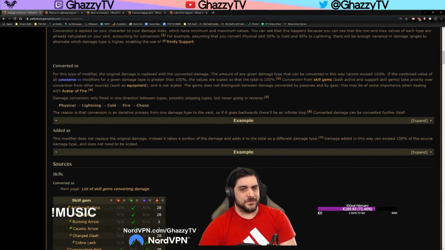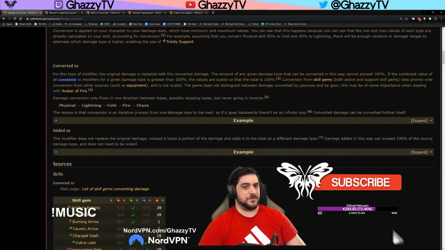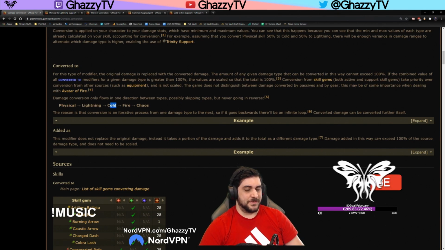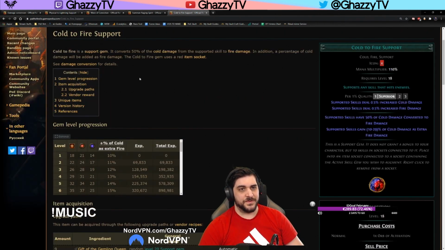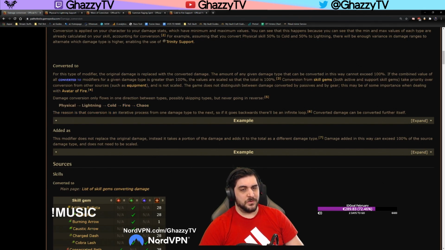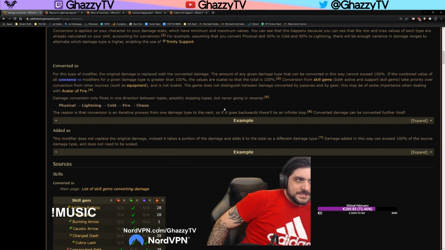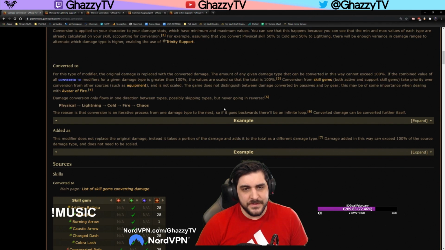So if you then have cold damage and convert that to fire, but you originally only have physical damage, and you then, with different mechanics, convert all your physical damage into cold damage, you can then use Cold to Fire to have 50% of that cold damage also become fire. So there's a few things that are really tricky when it comes to conversion.